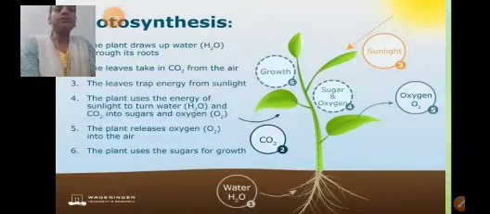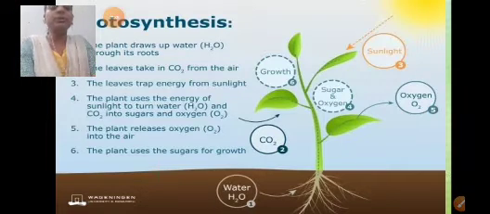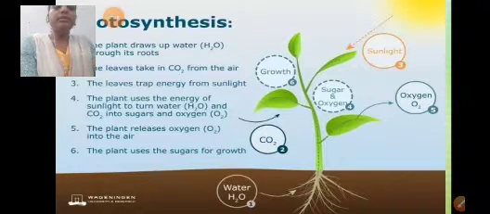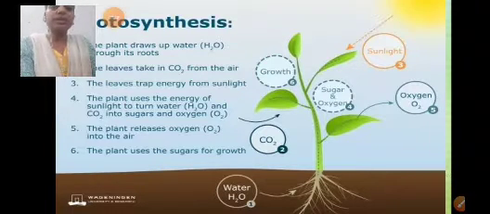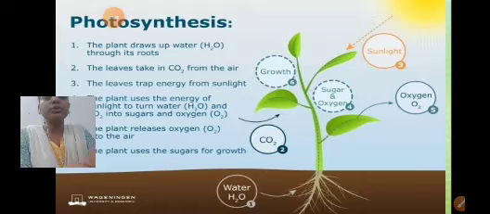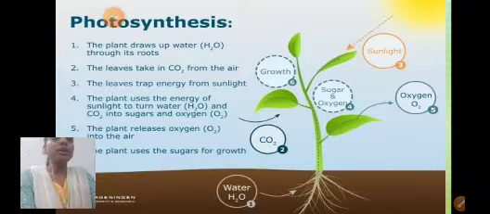Next, let us see now what has happened. All the requirements, all the raw materials of photosynthesis have reached the leaves. We have obtained water, water has reached the leaf. Sunlight also has been trapped by the chlorophyll. We have also obtained carbon dioxide with the help of stomata. So now photosynthesis should take place. What will happen during this process of photosynthesis?